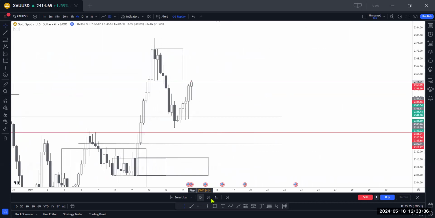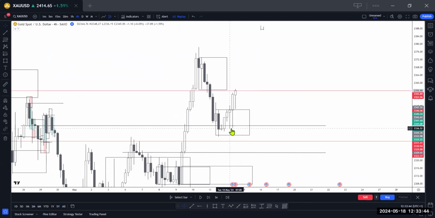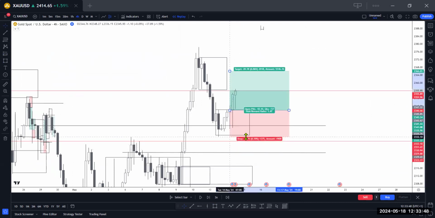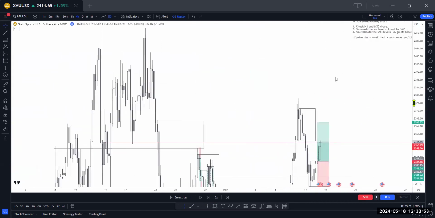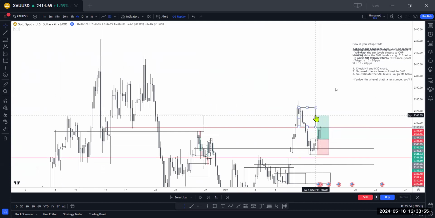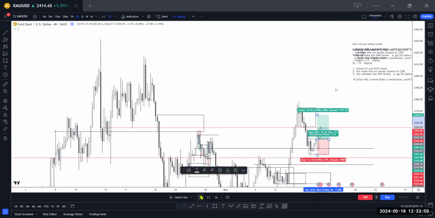Price broke the engulfing, this guy here, right? Broke. We had a retrace, so this is a good buy from here. Buy there, stop below this level, and then you can target 200 pips above. 200 pips. So let's see.